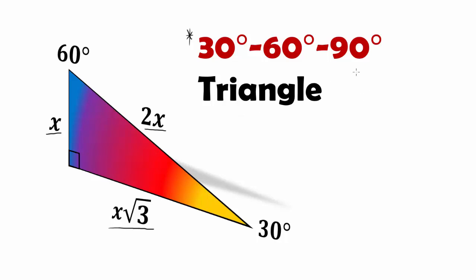So the 30-60-90 triangle and the 45-45-90 triangle. I'm going to make a separate video on 45-45-90. These two triangles you have to know. You have to know how their side ratios relate to their angles: if this side is x, this side is 2 times x, and this side is x times square root of 3.